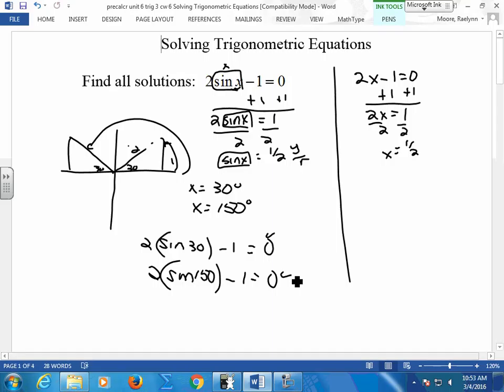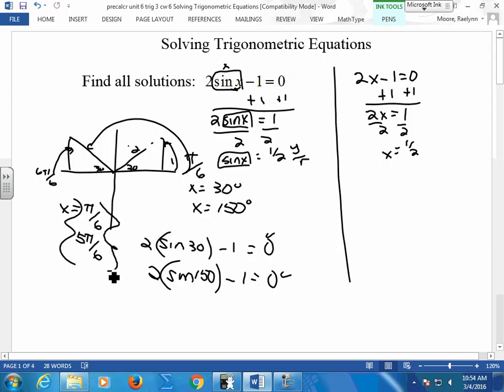Now, if we leave this in radians, then this guy is pi over, how many times is 30 going into 180? 6. And if this is pi over 6, what is this guy? 5 pi over 6. God bless you. Thank you. So we had 2 solutions to this.